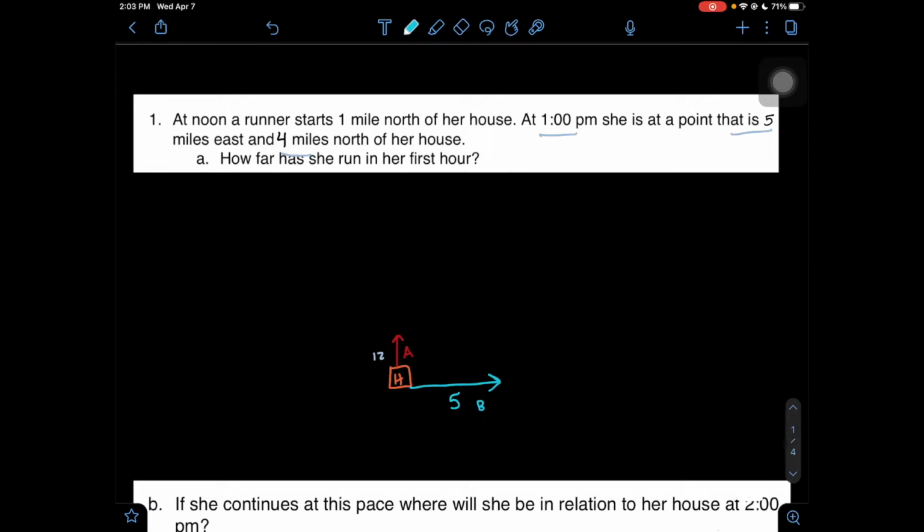5 miles east and 4 miles north. So here's her house, and she's 4 miles north of that point. So let's say this is 4 miles, and this is also segment B. Now we know that she is currently here at hour 0, and this is going to be hour 1.